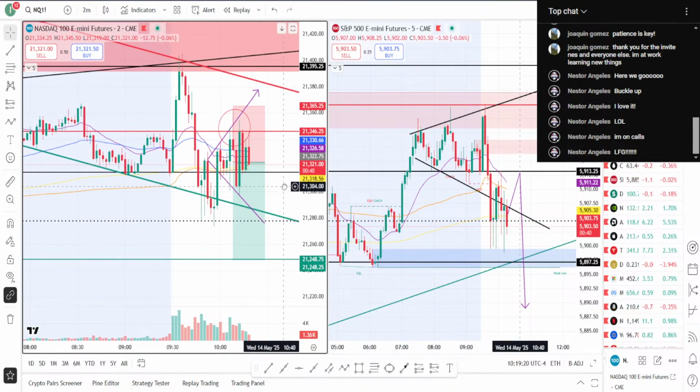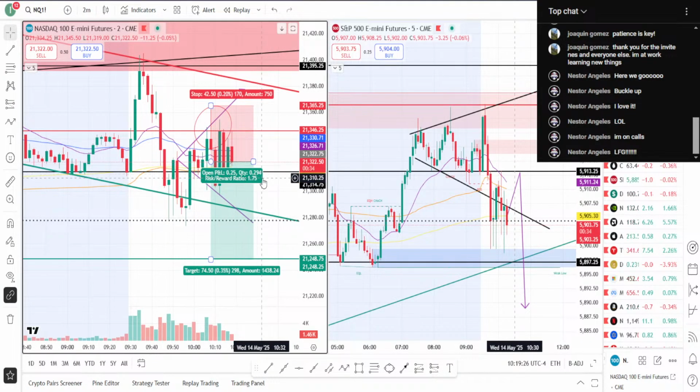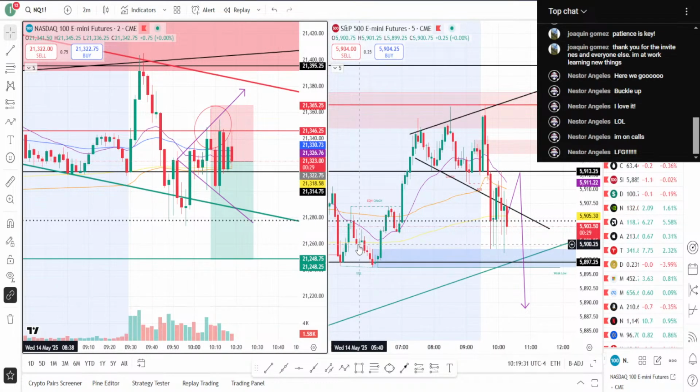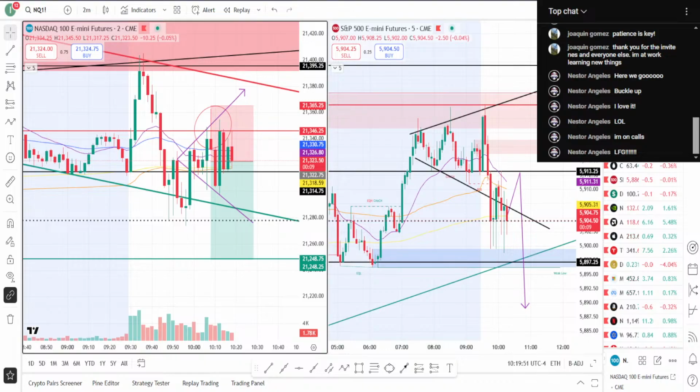Oh dang, sellers are still fighting, yo. We're still fighting this. Close below that green, yo. Come on, come on.